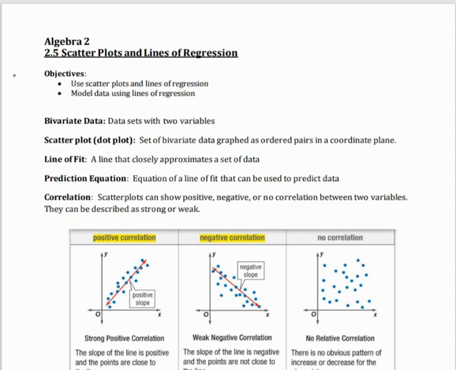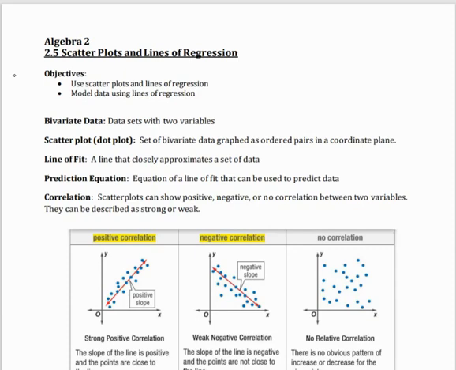Our prediction equation is an equation that we come up with based upon points of the line of best fit. And once we have that equation, we can predict other data from that set. Lastly, we have correlation. As mentioned, hopefully the variables have some correlation, but they may not.